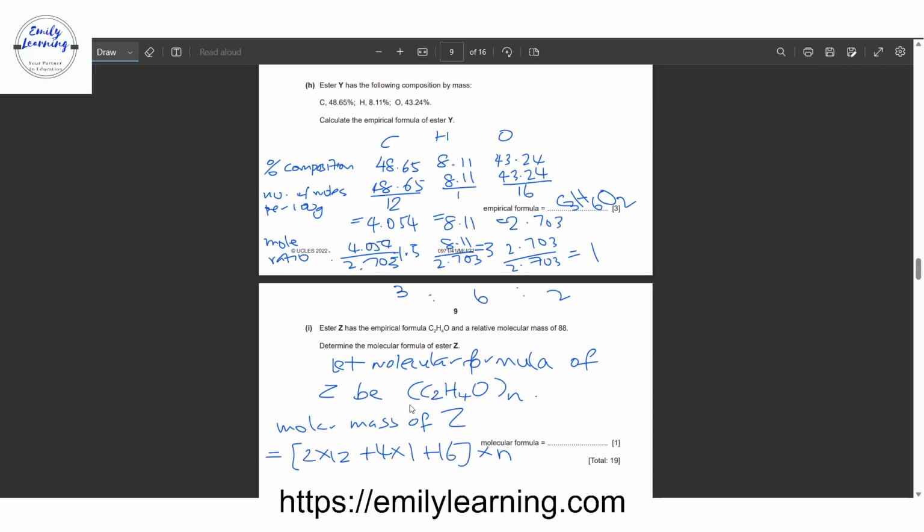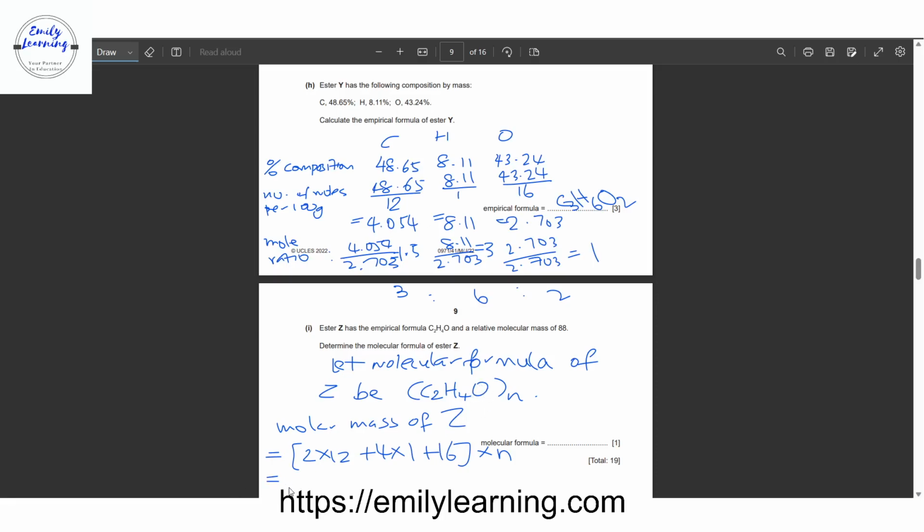So basically the atomic mass of each carbon is 12. So 2 of them will be 2 times 12. The relative atomic mass of hydrogen is 1. So 4 hydrogens will have a relative atomic mass of 4 times 1. Okay, and the relative atomic mass of oxygen is 16.